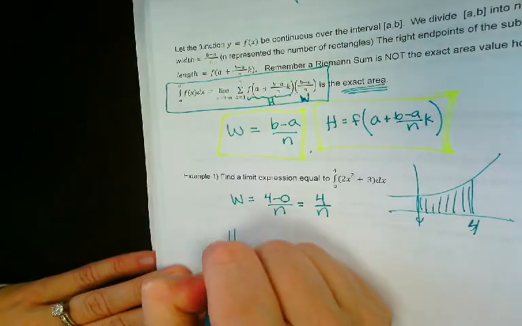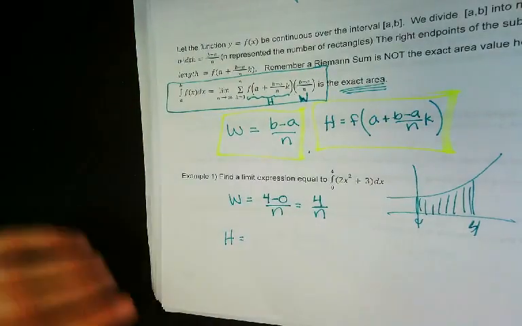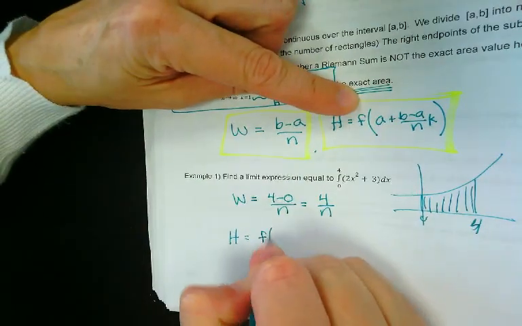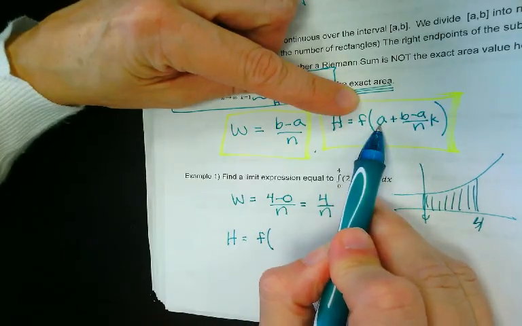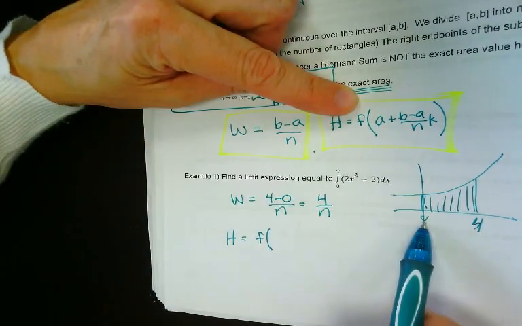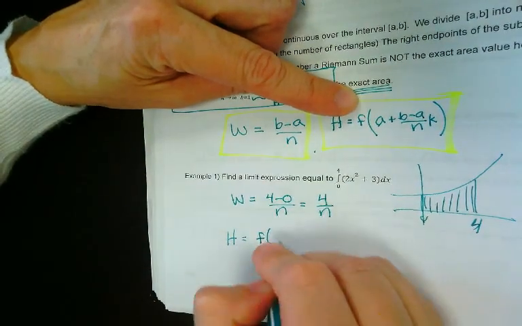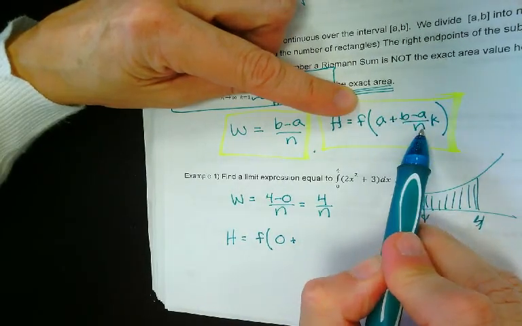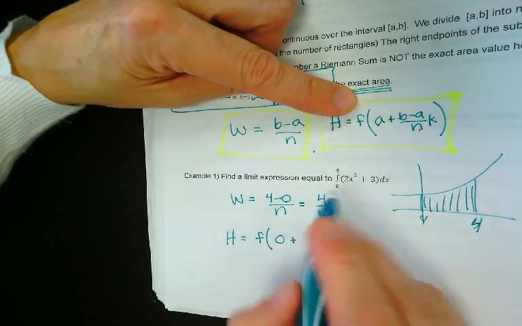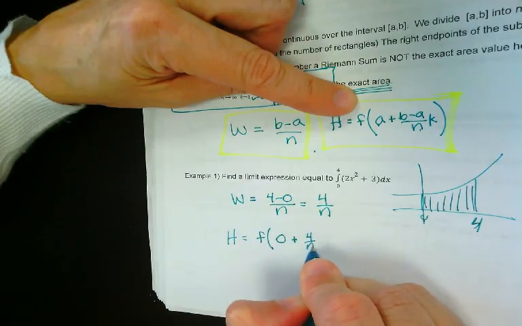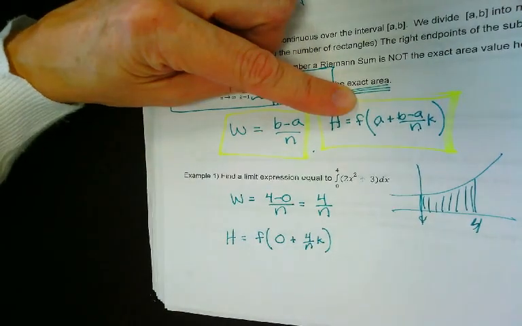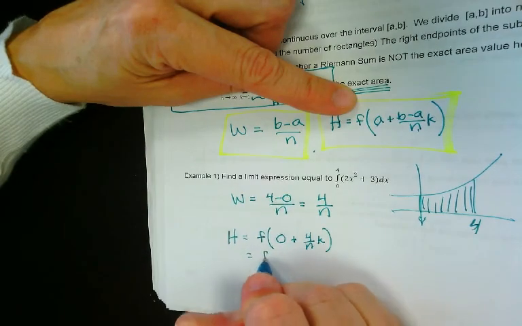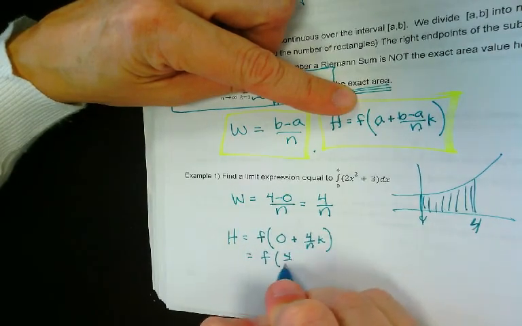Now to get the height. The height is, and this is the formula I have to memorize, f of my a value. My a value is my beginning value, so my beginning value is 0, plus my b minus a over n, which we already found is just 4 over n times k. And I can clean that up. 0 plus that is just f of 4 over n times k.